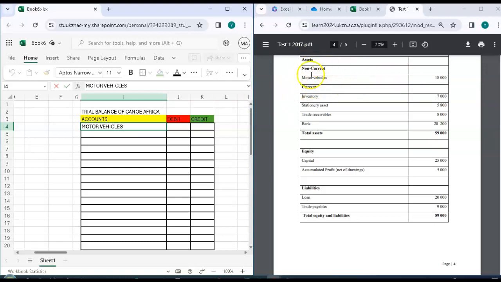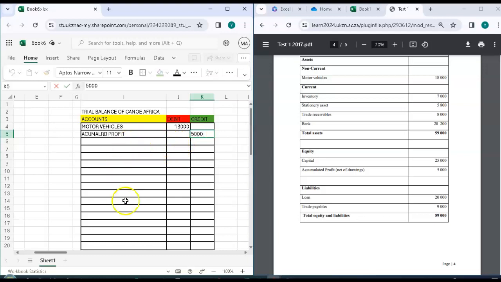Now motor vehicles is an asset, 18,000. So where does an asset increase? On the debit side, okay? So on the debit side, you say 18,000. Now inventory, we got a T account, we got it for capital, we got it for all this besides accumulated profit. Accumulated profit is a type of capital account, so it increases on the credit side. So we write accumulated profit. Then it'll be 5,000, so credit 5,000.